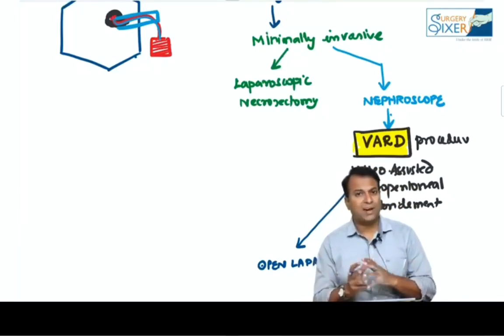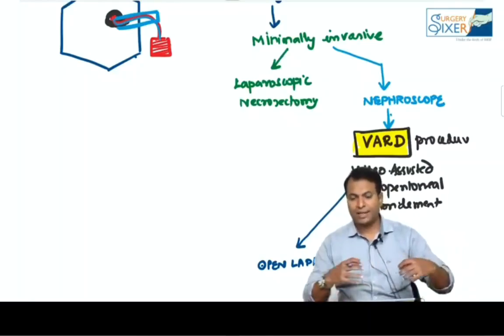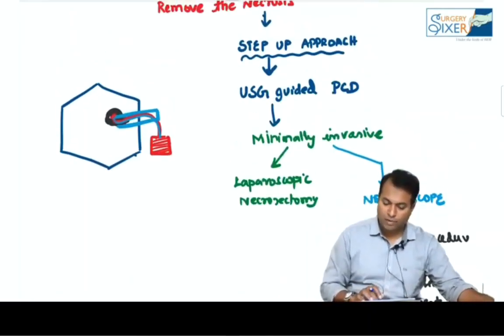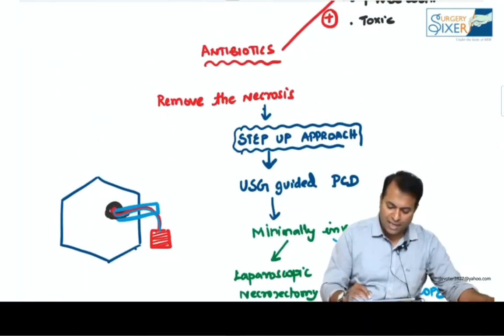In open laparotomy and lavage, we keep drains inside, and 2 drains will be kept. One drain will be for washing, and closed continuous drainage will be made. So that is not all important for you. But remember, this is what we commonly do: step up approach in management of pancreatic necrosis.